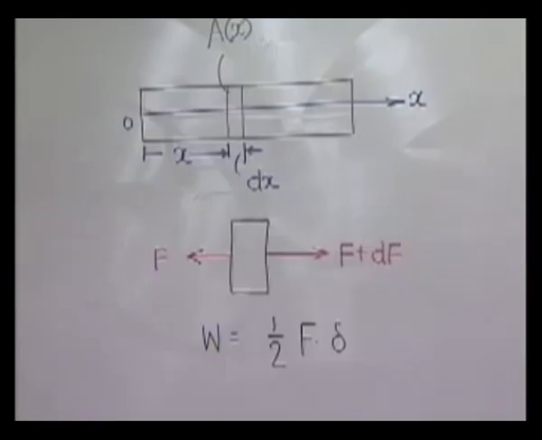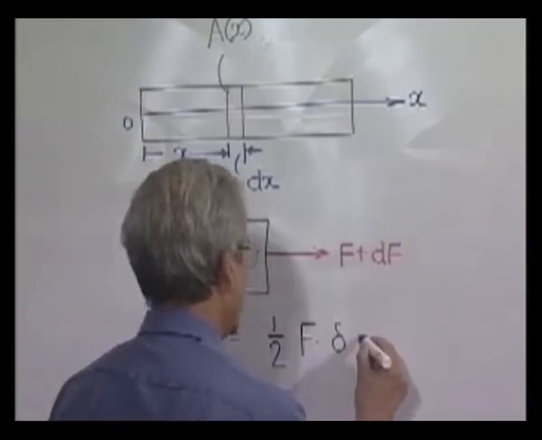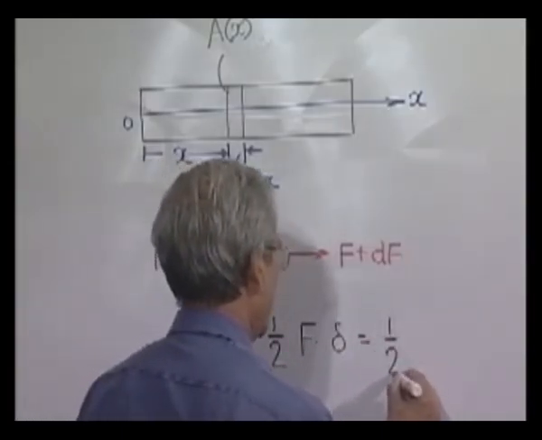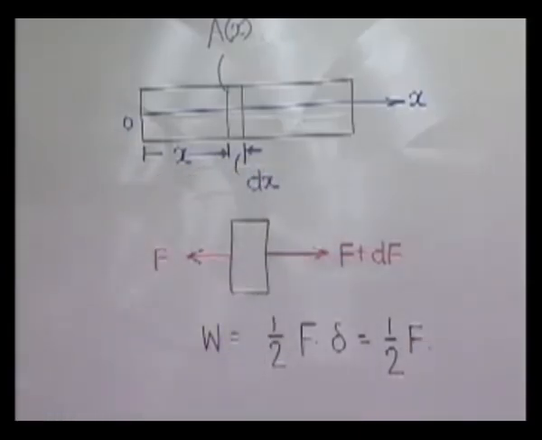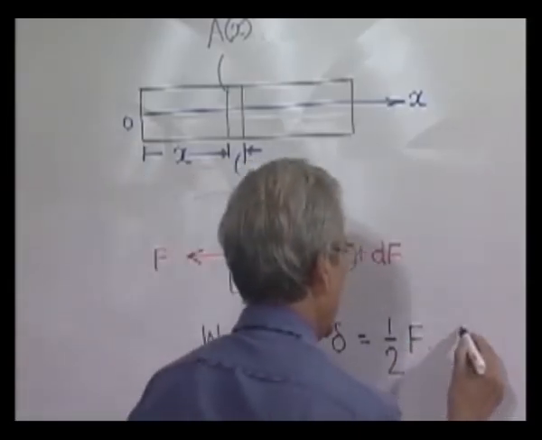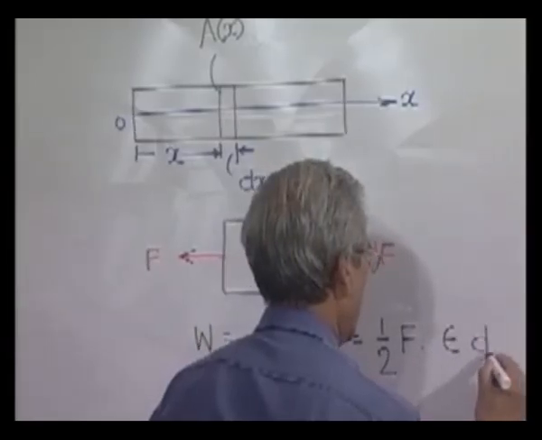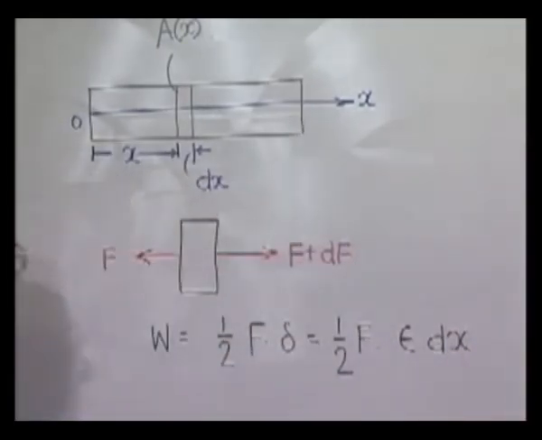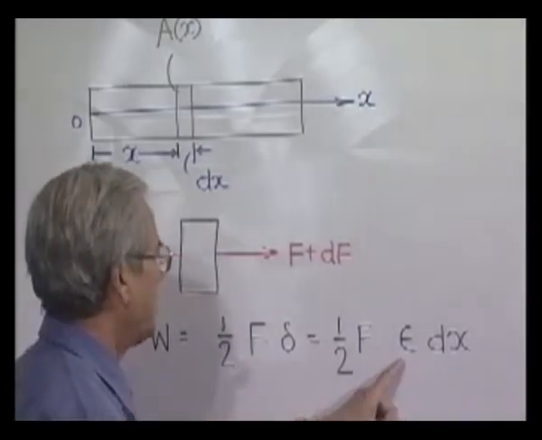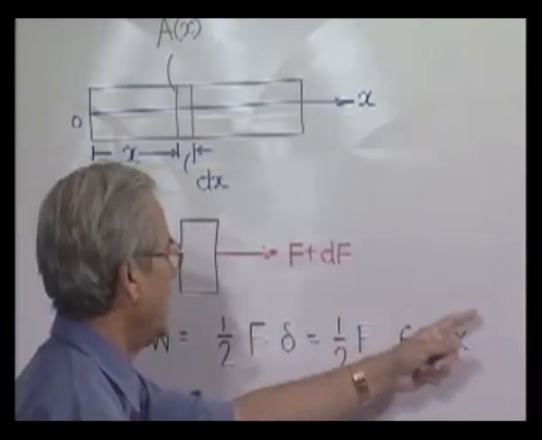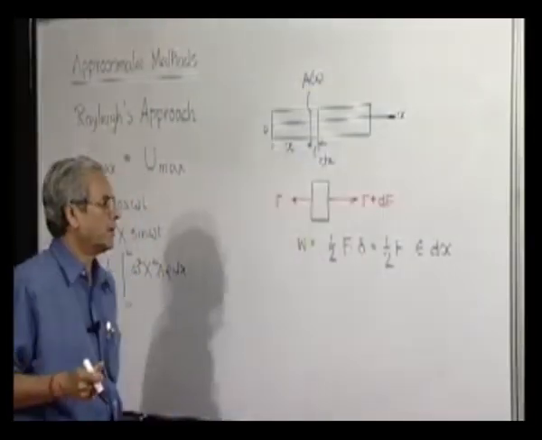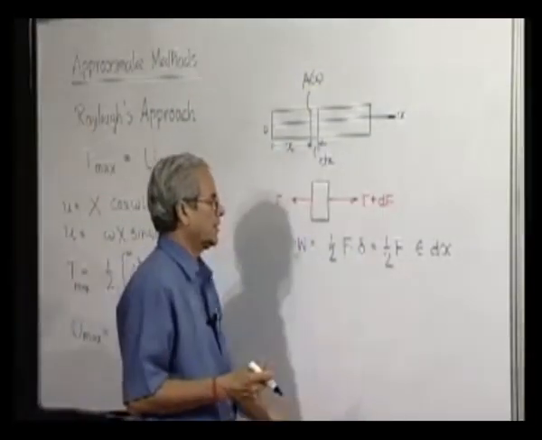How much is the elongation? Elongation is nothing but its strain into its length. Length of the element is dx. So if the strain here be epsilon and the length of the element be dx, then this is the amount of strain. So that into F d.